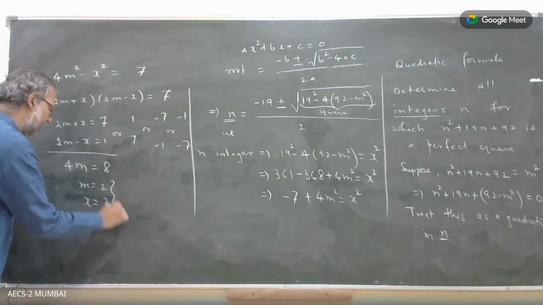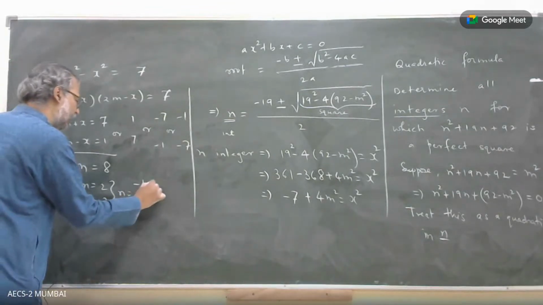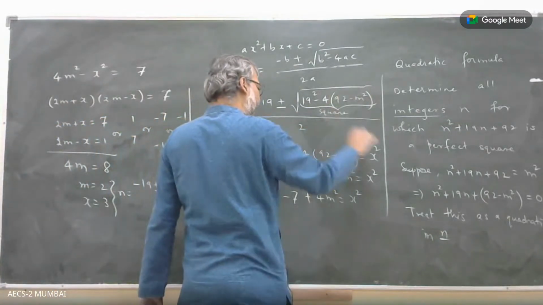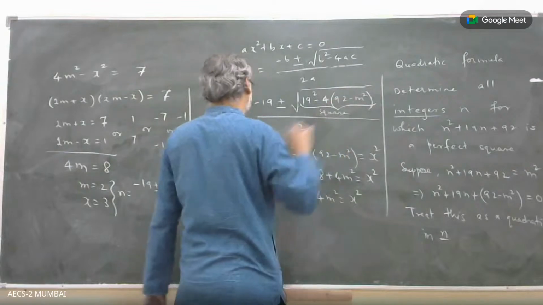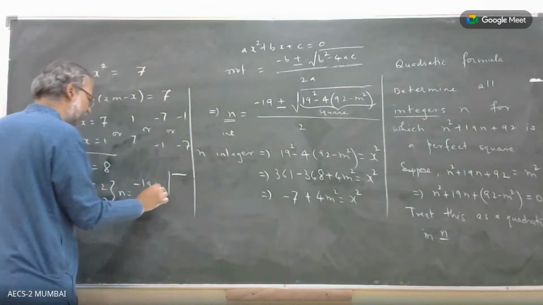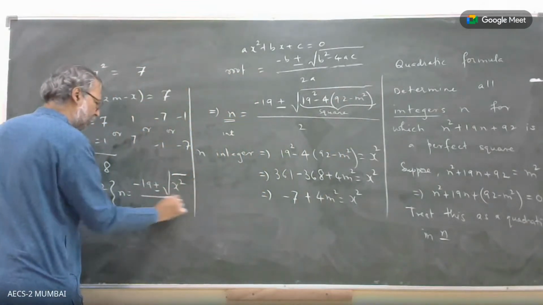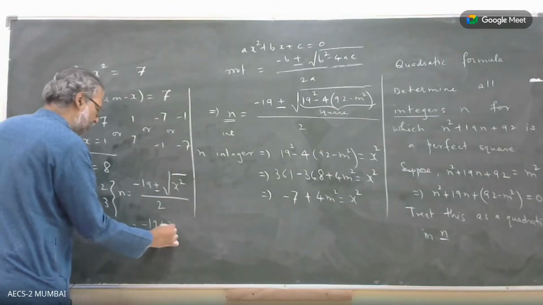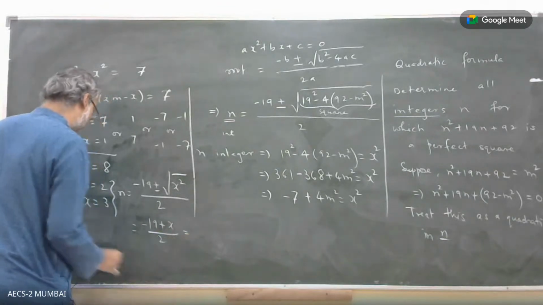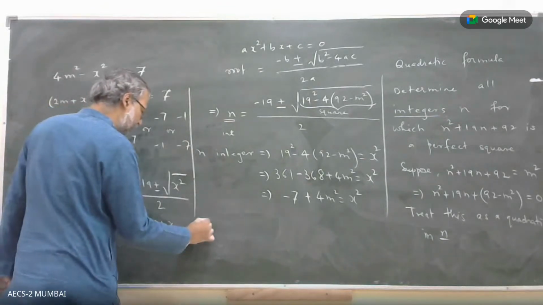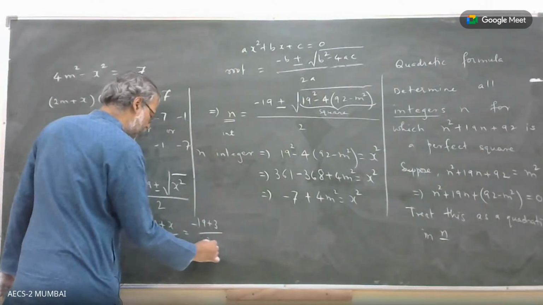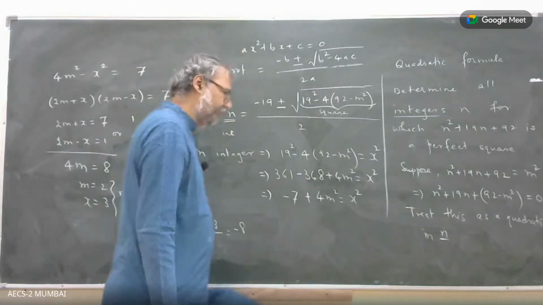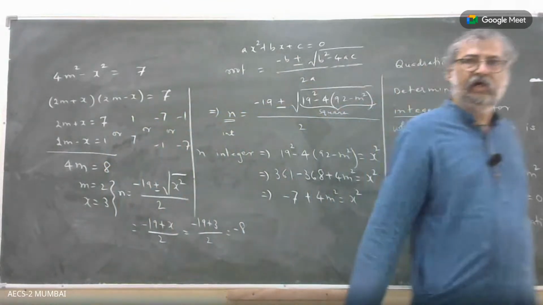So what will be n in that case? n is minus 19 plus minus root of this quantity we have called x square. Right? So n is minus 19 plus x. So x is 3.